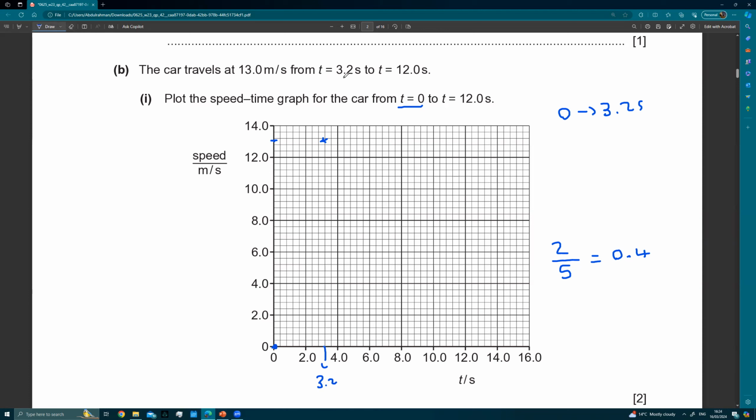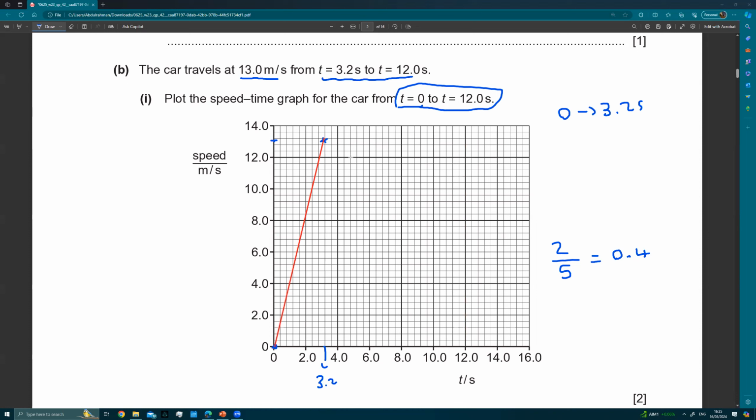Okay, so now I've drawn the graph from 0 to 3.2. But now I want to draw it from 3.2 to 12 seconds. So I'll get the full sketch. From 3.2 to 12 seconds, the car was traveling at a constant speed of 13 meters per second. So how would it look? Let's sketch the speed time from 0 to 3.2. It will just look like this. And then from 3.2 to 12, so here's 12, by the way. From 3.2 to 12, it was just a straight line.